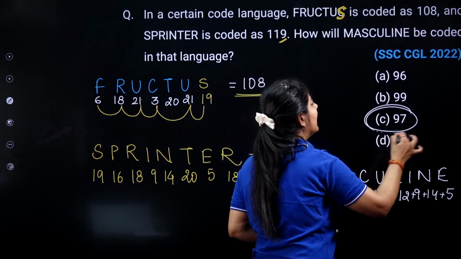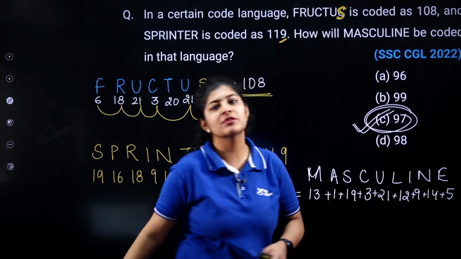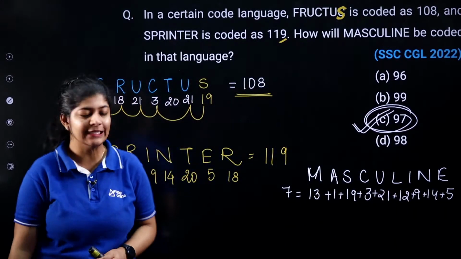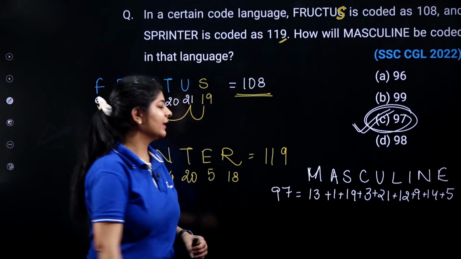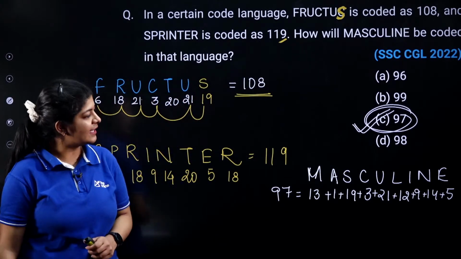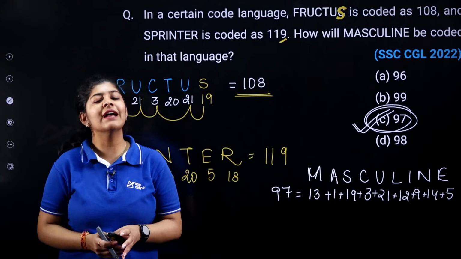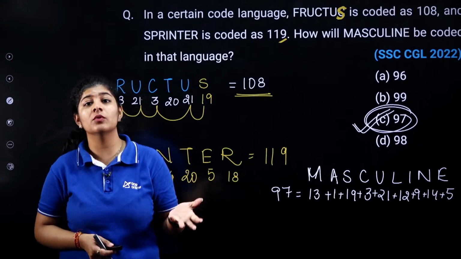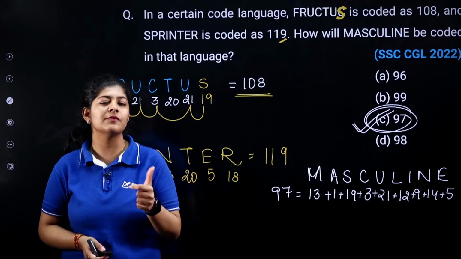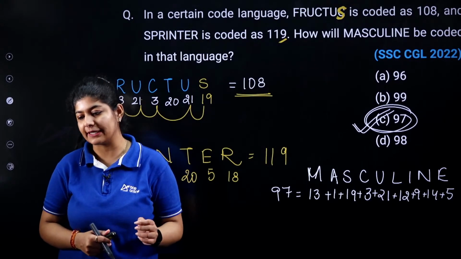So the only option that we are having over here is 97. So the correct answer over here is 97. Is it clear? So whenever we are having such type of things, if we know the associated numbers of all the letters, we can easily determine the correct answer.